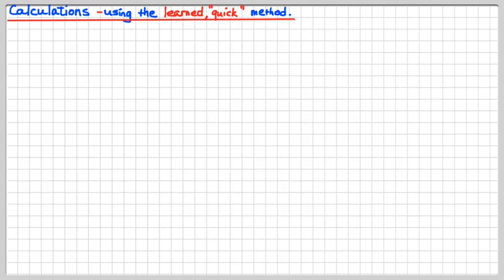Okay, etc. Now, calculations using the learned or quick technique. Here we go.